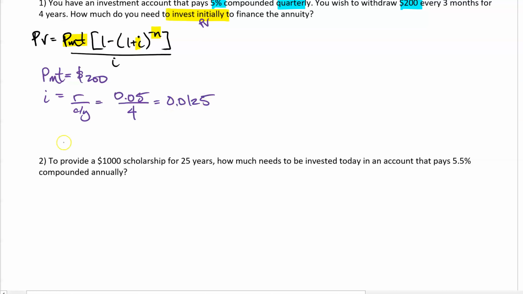Okay, and we also got to calculate N, so I'm going to squeeze it down here. N is equal to your compounds per year times the number of years you go by. That'll give you the total amount of compounds you're going to get throughout the entire thing. So if we're going 4 compounds per year, because it's quarterly, and we're going to go for 4 years, we're going to go 4 times 4, which is 16 total compounds.